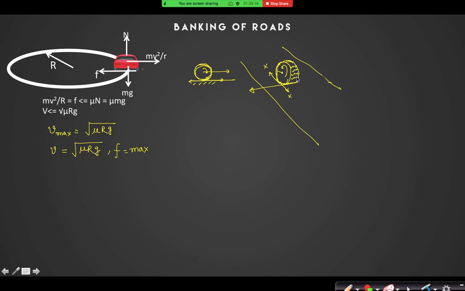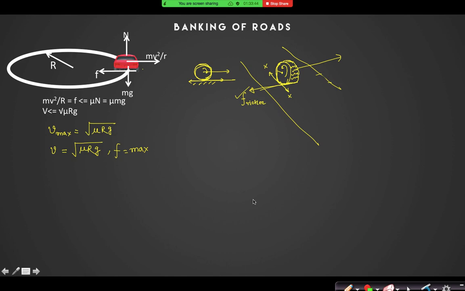I am talking about the friction acting between the tire and the road in this direction, perpendicular to the motion of the car. Because if this friction is not sufficient, the car will fly off the road if it is a circular road. Understood? I am talking about this friction.